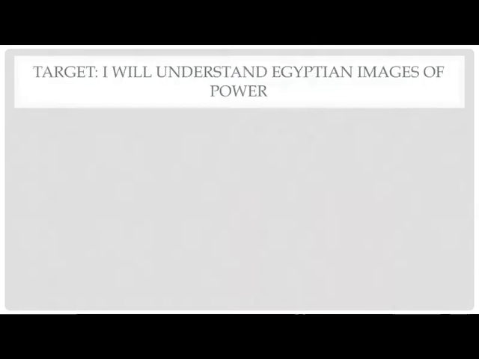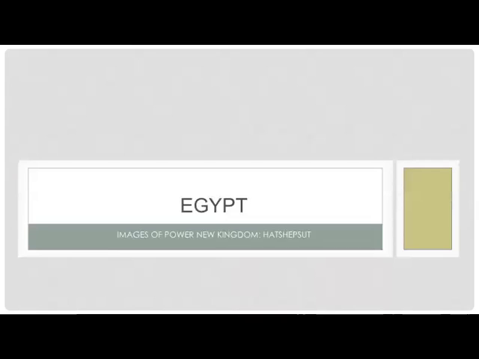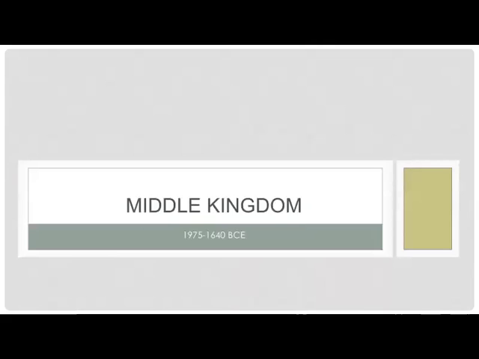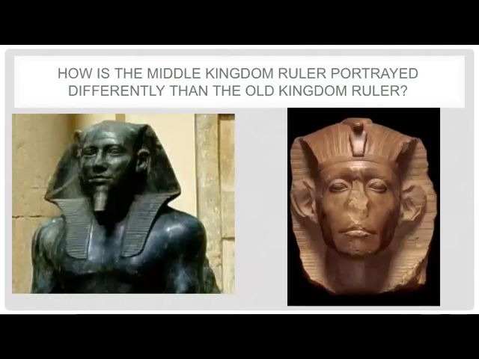Okay. So let's go ahead and continue looking at images of power. And so we're going to zip through the middle kingdom. There's no images for the middle kingdom, but I think it's important to kind of look at a few. The rulers are a little different. This is an image of Senusret II.